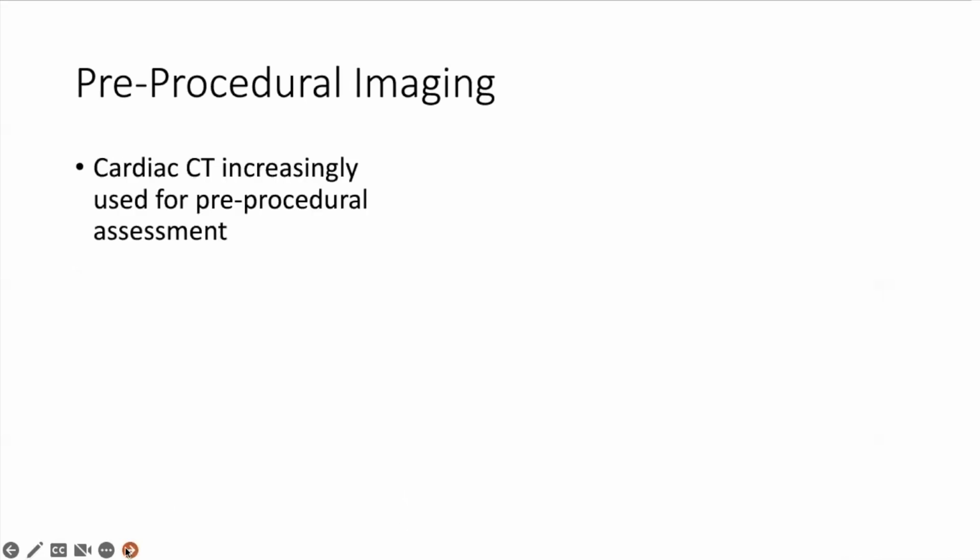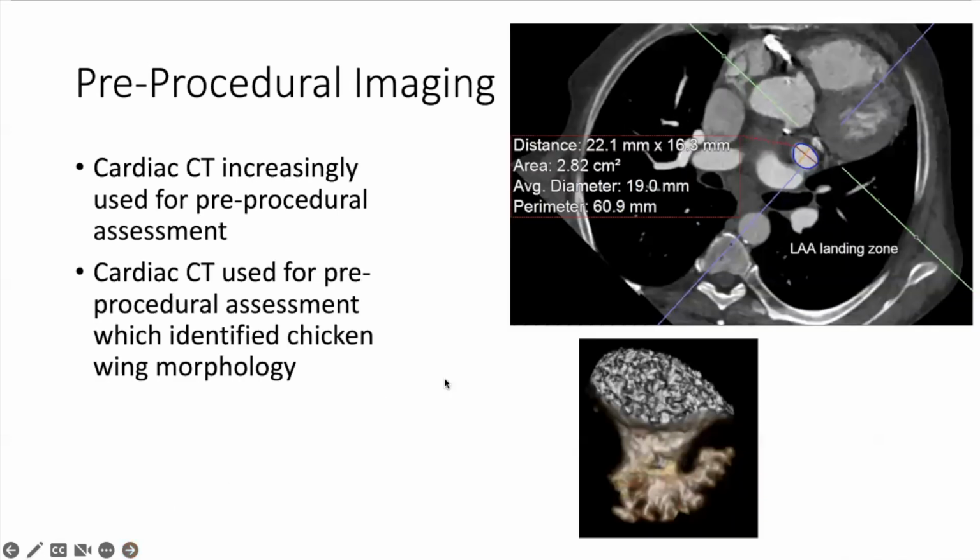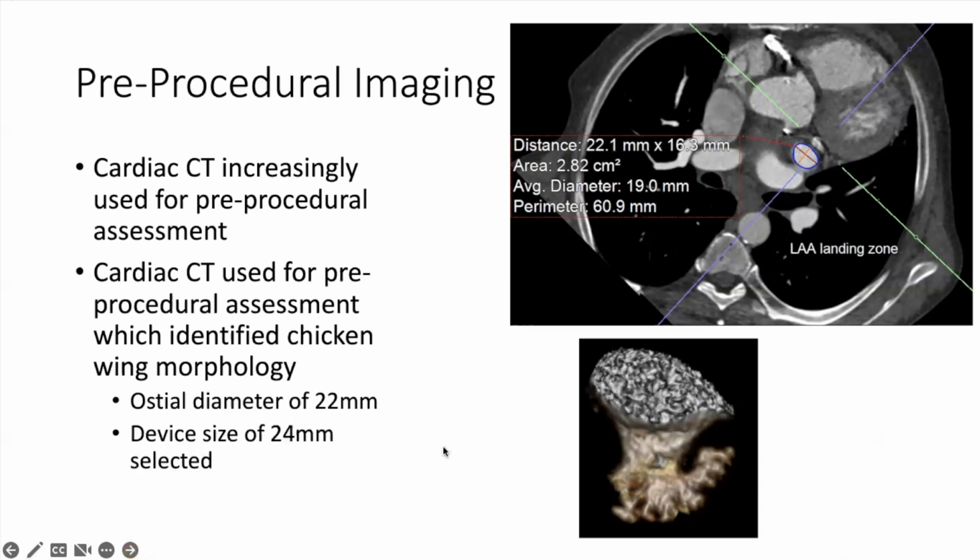Cardiac CT is increasingly being used as well for pre-procedural assessment. This is what it looks like on the right, where they're able to look at the diameter of the left atrial appendage in order to choose the correct sizing. In this case, the ostial diameter was 22 millimeters, and so the device size that they selected was 24 millimeters. Usually device size is a bit larger to ensure adequate compression against the left atrial appendage.